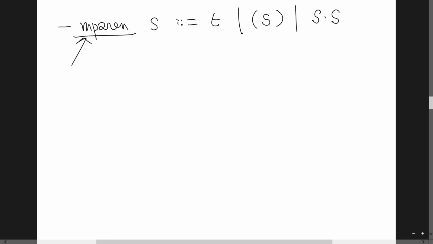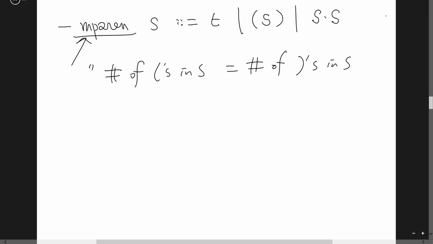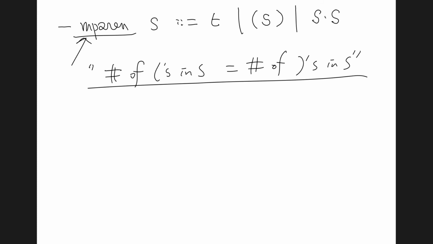Now let's see a slightly more complicated example. Previously we defined this syntactic category m-parent for strings of matched parentheses. So S is defined as either epsilon for empty strings, or a string of matched parentheses enclosed by a pair of parentheses, or concatenation of two such strings. So this is the inductive definition of m-parent, strings of matched parentheses. And the property that we'd like to show is something like: the number of left parentheses in S is equal to the number of right parentheses in S. So this is the property that we would like to prove by applying structural induction.